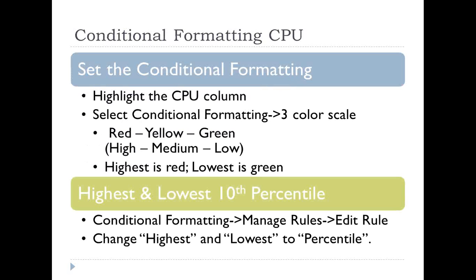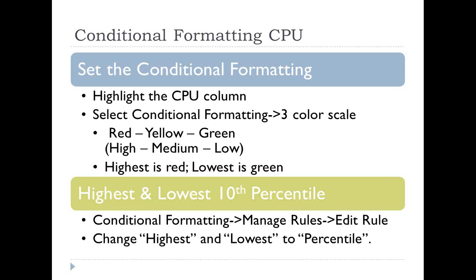It's really pretty easy to do. You select the column that you want highlighted. You select conditional formatting from the ribbon and select the 3-color scale. In this case, we used red, yellow, and green. Red is highest and lowest is green. However, the default settings in Excel automatically assign only the highest and lowest to that nice solid color. Everything else in between is a gradation.